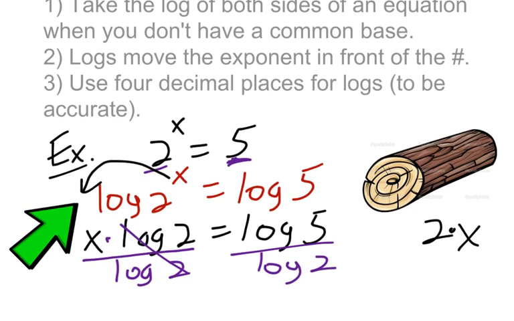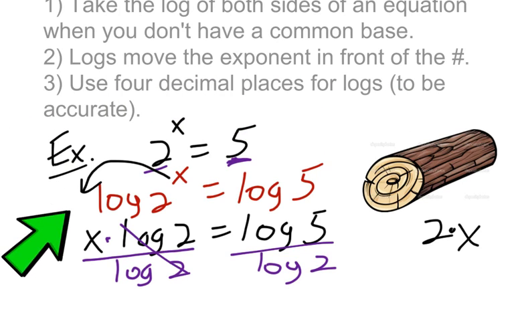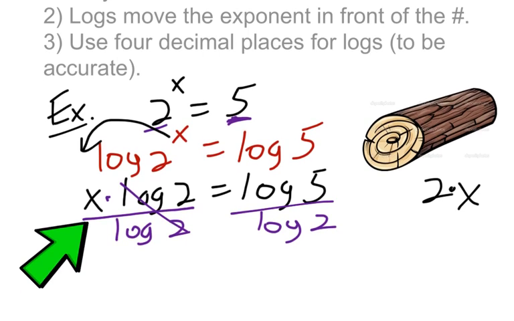And then I'm on step 3 now in my notes. It says use 4 decimal places for logs in order to be accurate. So now it's just a calculator equation. So we write x equals, and we get our calculator out, and we type in log 5. And when I typed in log 5, I got 0.69897, and for 4 decimal places, that 7 rounds the 9 up to a 10. So that's really going to be not 89, it's going to be 90. So make sure you're rounding correctly.